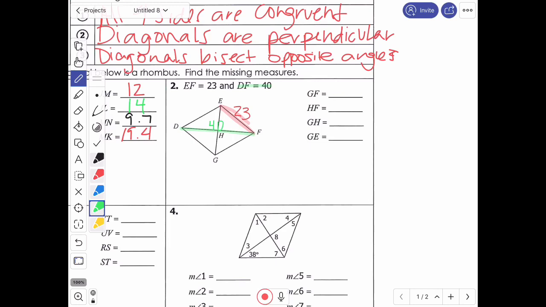Okay, so GF is one of the outside perimeter sides of this rhombus, so that's going to be congruent to 23. So GF is also 23. HF is half of this diagonal DF, so I have to think of what's half of 40, because these diagonals are bisecting each other. So half of 40, I would get 20 for HF.